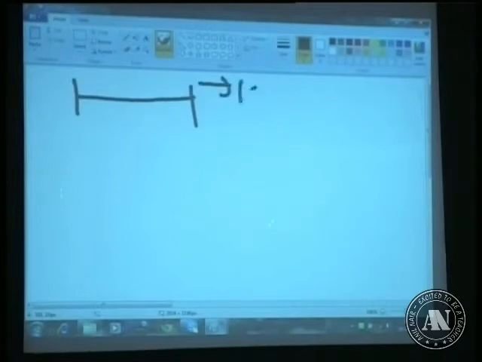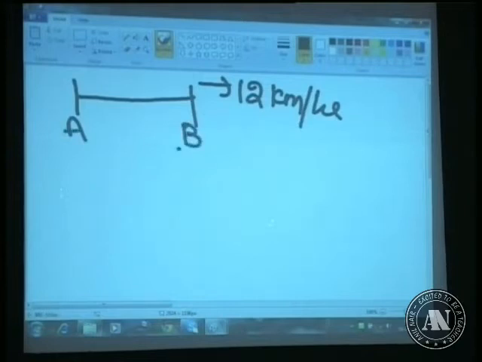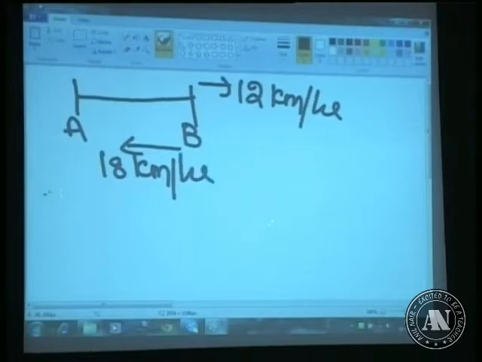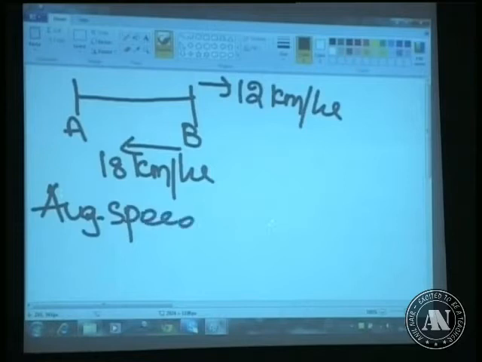Next, see here. I have seen most students solving, sir, average speed is 2ab by a plus b. Why do you need to remember the formulas? See, next question. A person going from A to B, 12 kilometers per hour, and he comes back from B to A, 18 kilometers per hour, average speed. In the next session, I will discuss another method. Now we will stick to this method. I will explain how the mixtures can be used in average speed.